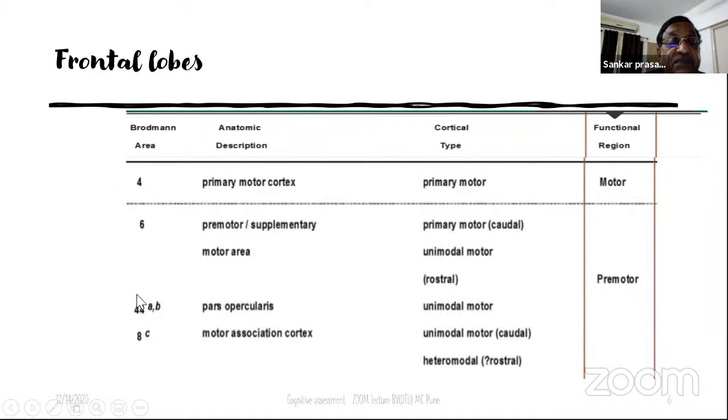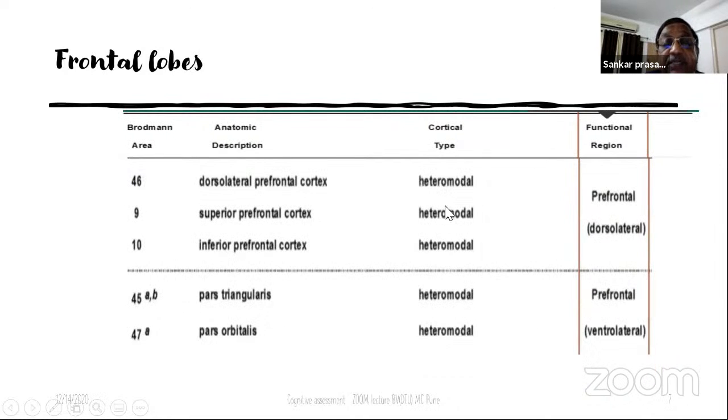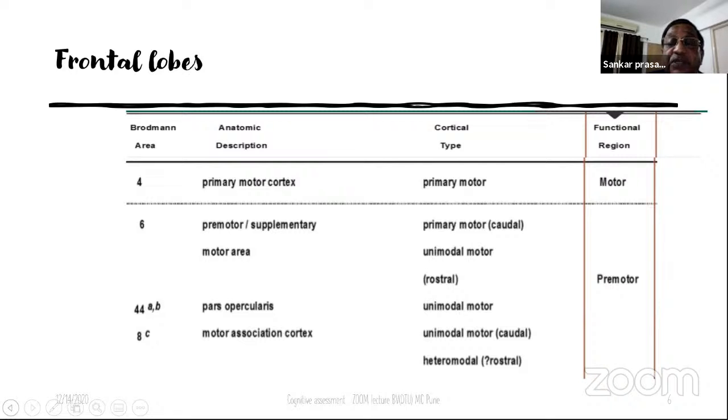So most important, as you know, is the frontal lobes, and we have grown up looking at the Brodmann areas 4, 6, 44, and so on. Now the cortical types are the association areas, which are called the primary motor area and the secondary. What is the primary motor area? Unimodal motor area, heteromodal sensory cortex, and supramodal association cortex. So these are the association cortices.